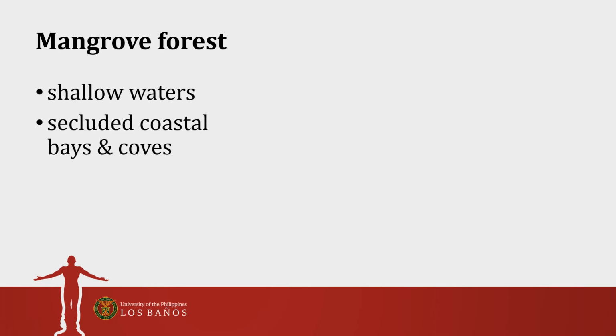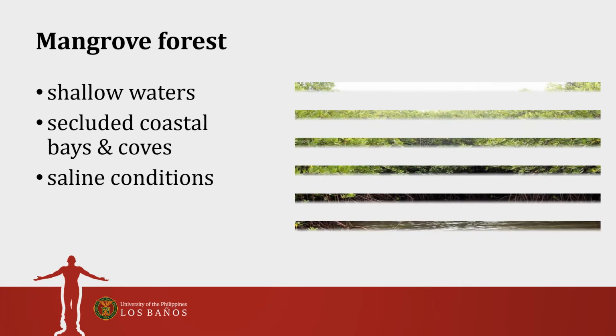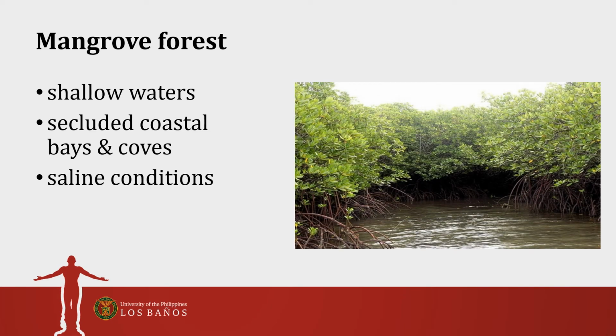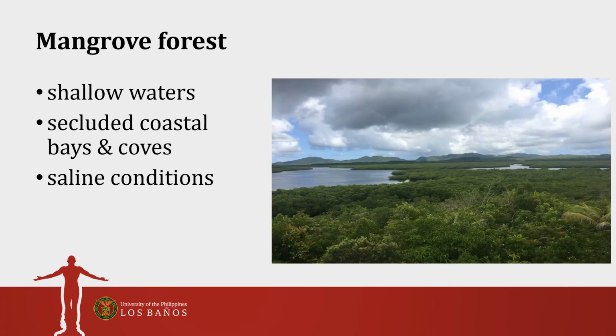So let's take a look at some of these forest formations. Mangrove forests occur in shallow waters, in secluded coastal bays and coves, and of course, the trees here can tolerate saline conditions. This photo shows one of the largest mangrove forests in the Philippines, which is found in Del Carmen, Siargao Island.